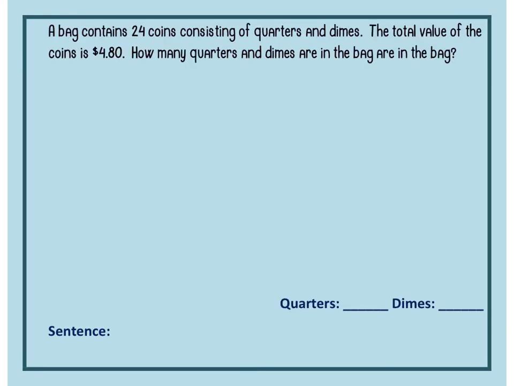Another one with money. So a bag contains 24 coins, quarters and dimes. The total value of the coins is $4.80. How many quarters and dimes are in the bag? Whenever we use money, I do like using quarters and dimes. I like using Q and D. I tend to use X and Y a lot, and X and Y is normally my go-to, but in this case, I'm going to go ahead and use Q and D. So Q is the number of quarters in the bag, and D is the number of dimes in the bag.